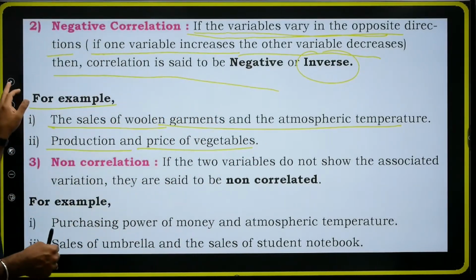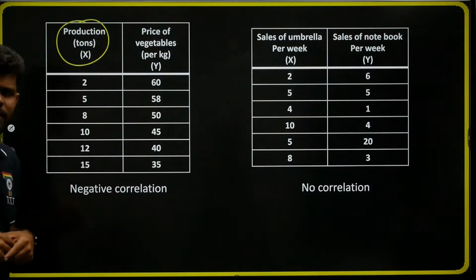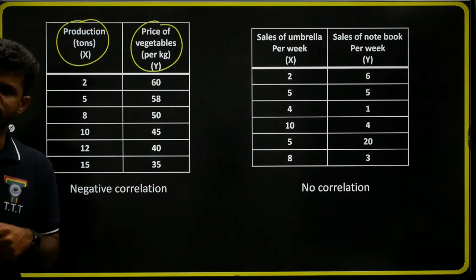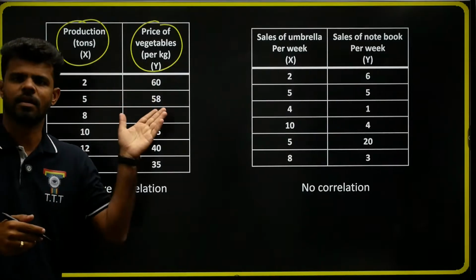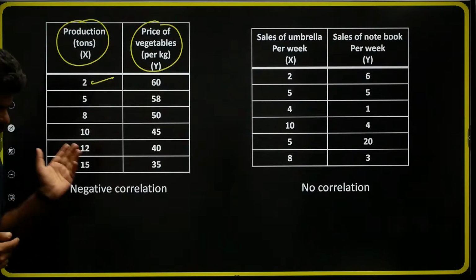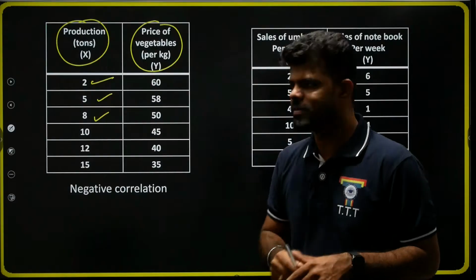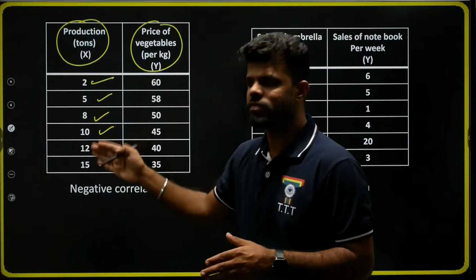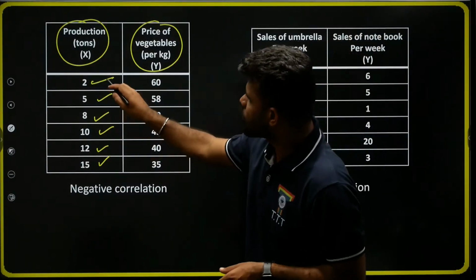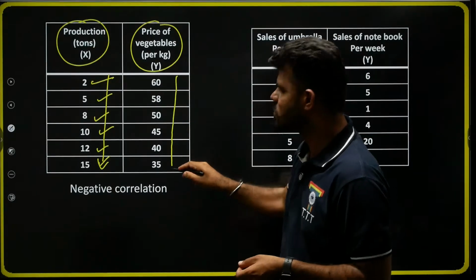And I will give you an example for negative correlation. Here, the production of vegetables in tons is given in the first column, and the price of vegetables in kilograms is given in the second column. In the first column, in the first year they have produced 2 tons of vegetables, in the second year 5 tons, third year 8 tons, like that in different years they have produced these amounts. So if the production of vegetables increases, then the price of vegetables decreases.